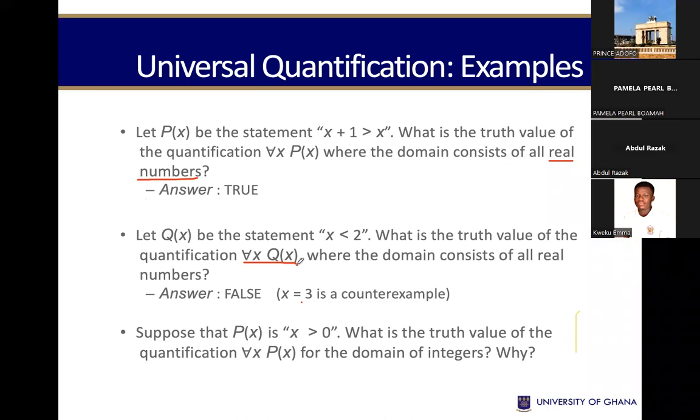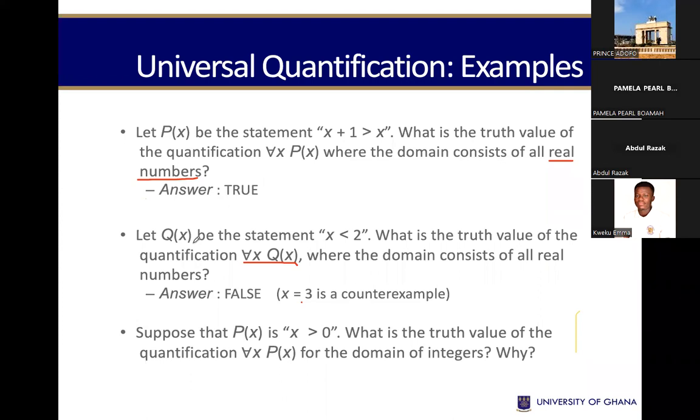Okay. So your main task is to look for a counterexample. In other words, to look for something that will make Q of x false. And the only way Q of x can be false is when we have Q of 3, Q of 4, Q of 3.2, Q of 2 itself. That's it. Once I get that, I don't care about the rest that make it true.